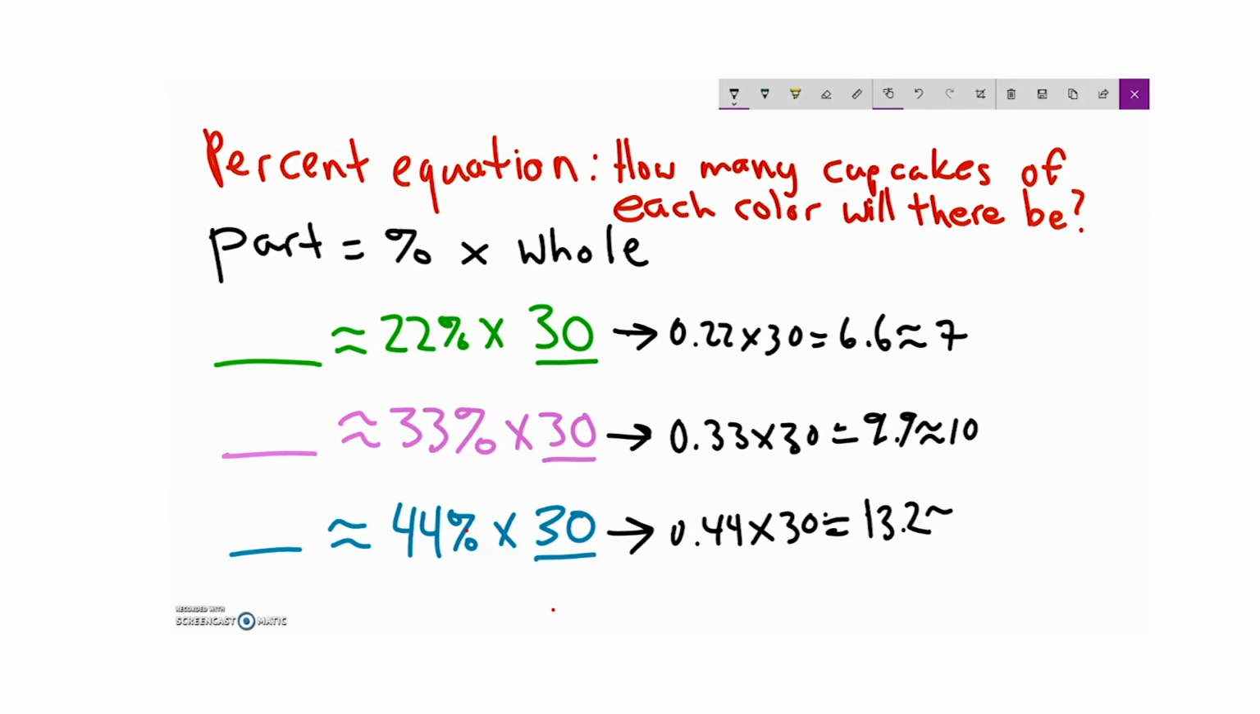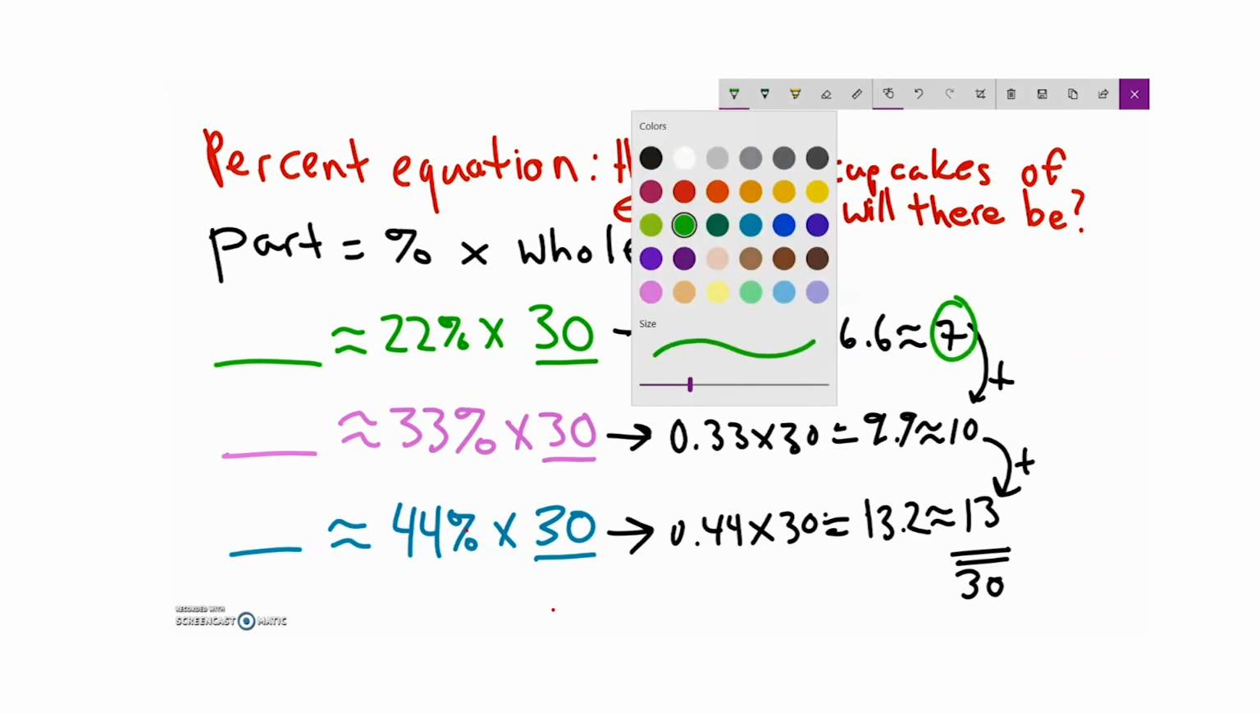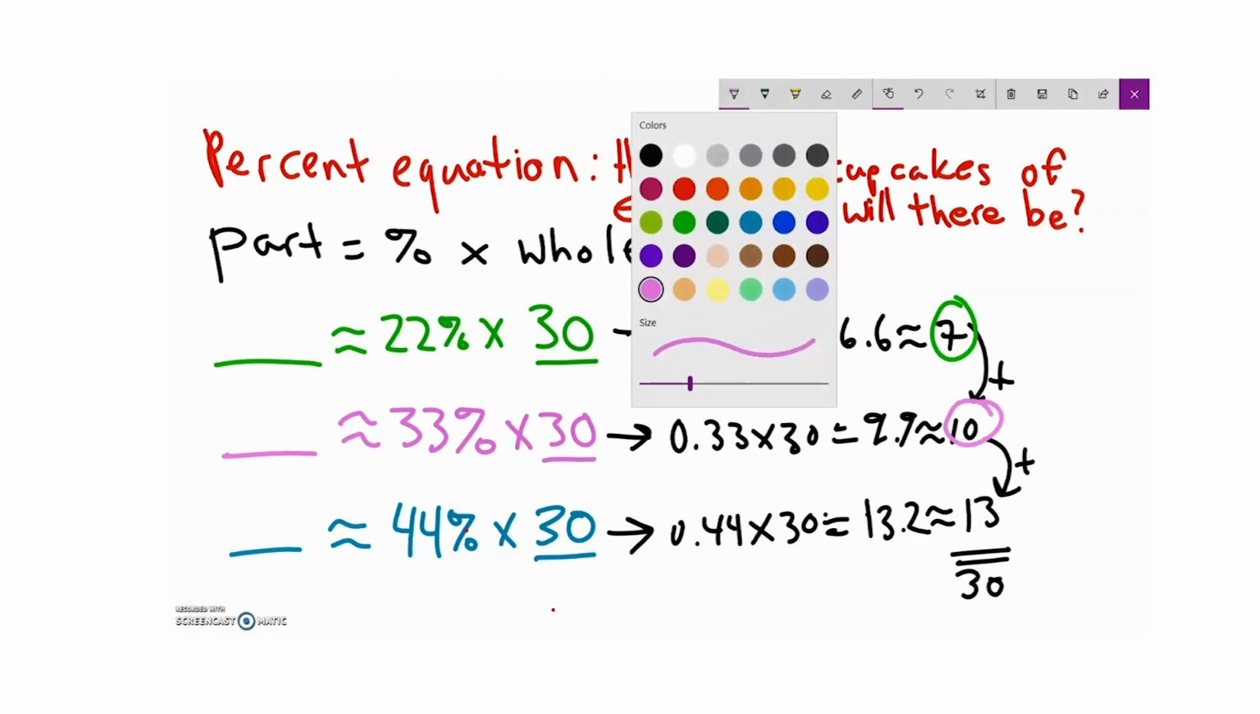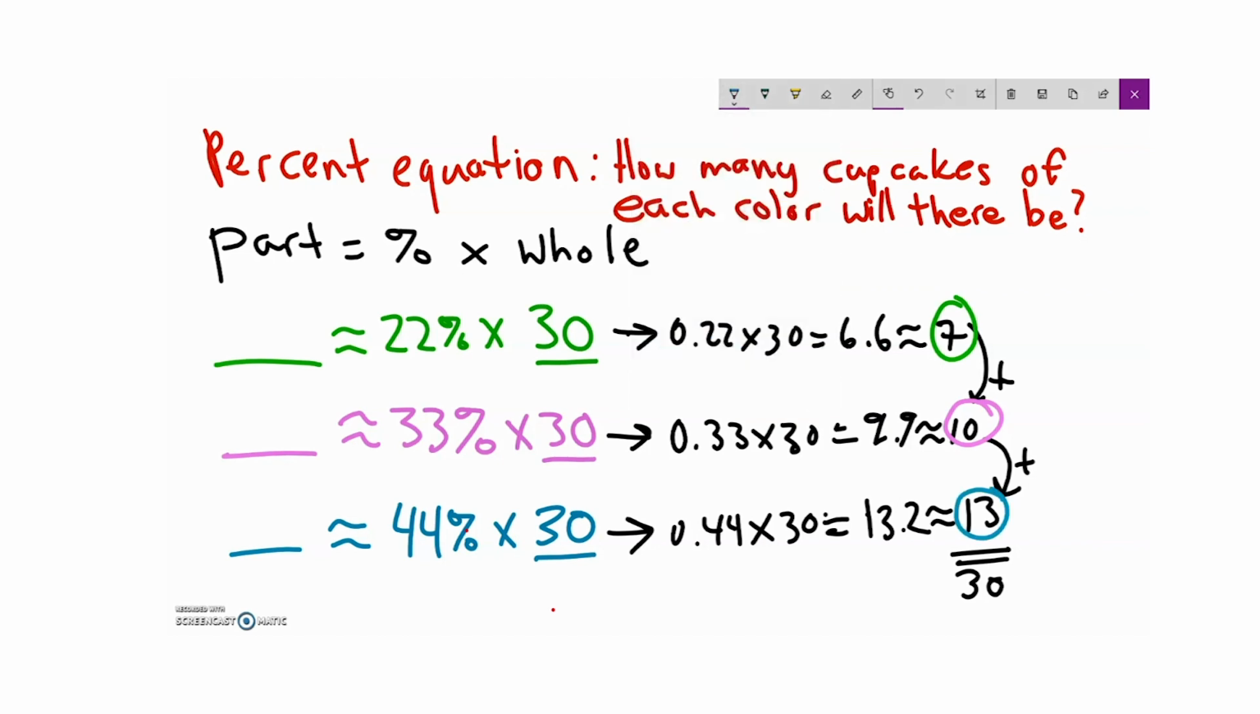13.2, but you can't really have 13.2 cupcakes. You can have 13, so we're going to round it down to 13. And it's great, if I add 7 and 10 and 13, I do indeed get 30 cupcakes. So out of 30 cupcakes, 7 of them will be green, 10 of them will be pink, and 13 of them will be blue.